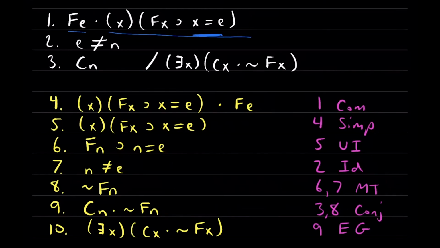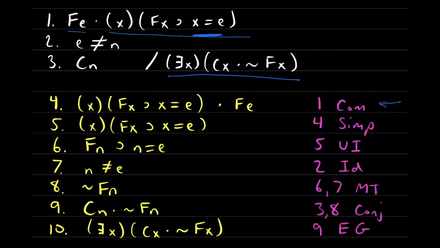Premise 3 is just Cn. In other words, the object N has the predicate C, and we're trying to prove this conclusion: there exists some X such that X is a C and X is not an F. I've completed the proof for you here. We're just going to walk through this proof step by step.